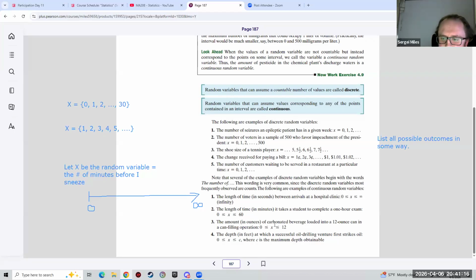The amount in ounces of carbonated beverage loaded into a 12-ounce can in a can filling operation. Now, these are filled by machines, right? It's supposed to fill the can to exactly 12 ounces. However, if you've gone to a grocery store and looked at the glass bottles and the soda selection, some of the bottles maybe are a little bit more, a little bit less. There's some randomness in terms of what the machine is actually going to put in the bottle. If the machine is working correctly, it's going to give you pretty close to 12 ounces exactly, right? But there's some randomness, right?